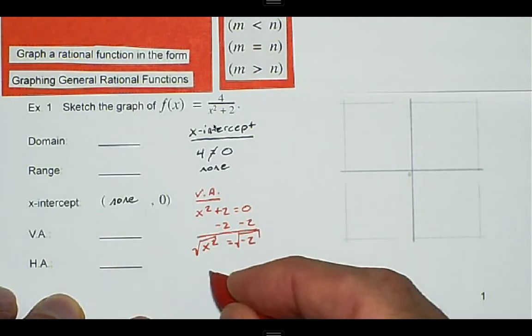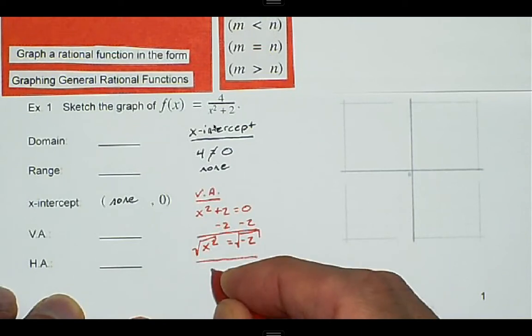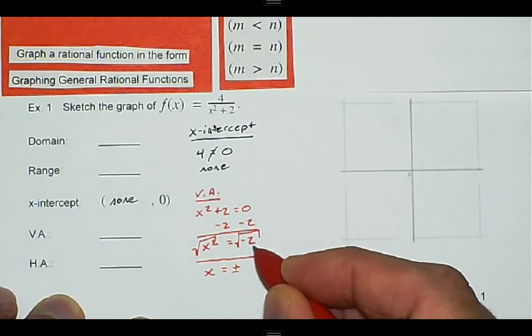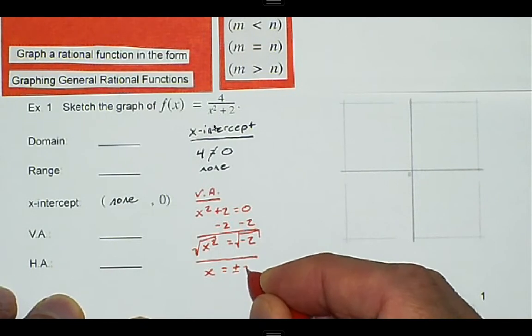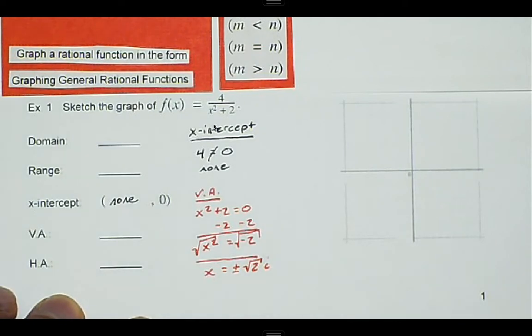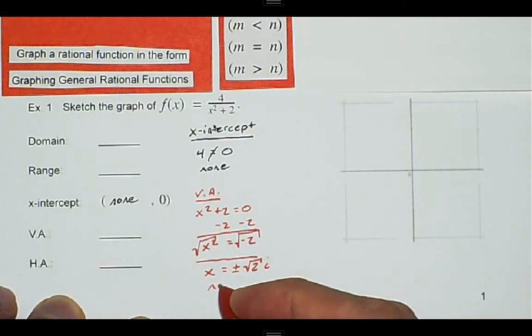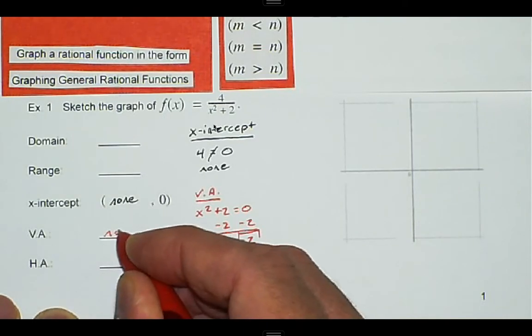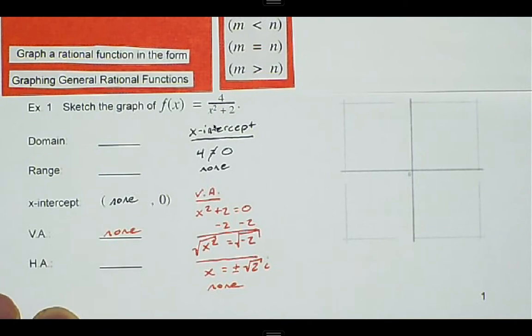And then we get x is equal to plus or minus the square root of negative 2, and then we have that i for imaginary. So in this case, we also have none, because it's imaginary there. So our vertical asymptote is none. So we have those graphs so far.